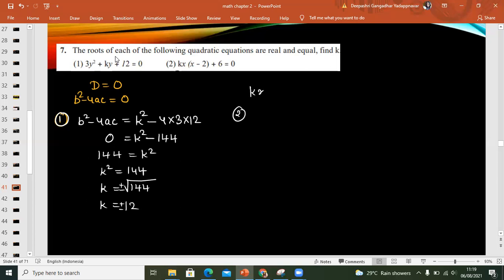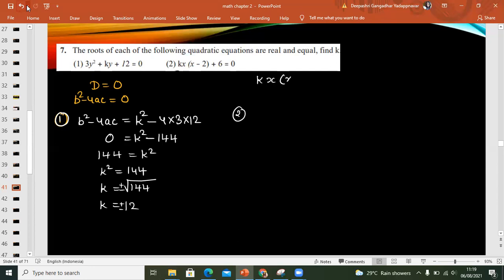The equation here is kx into x minus 2, plus 6 equals 0. It is important for us now to write this in the form of a quadratic equation, because only then can you write what the a value, b value, and c value are, which is required in this formula. So what we are going to do is solve this equation first and write it in the form of a quadratic equation.